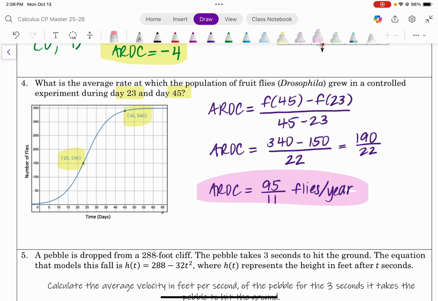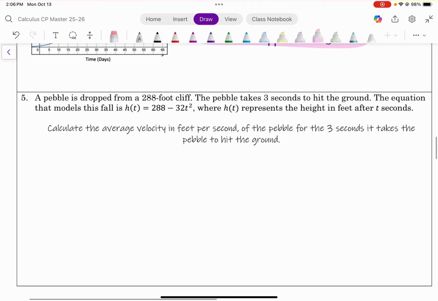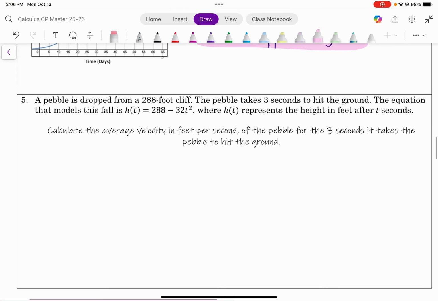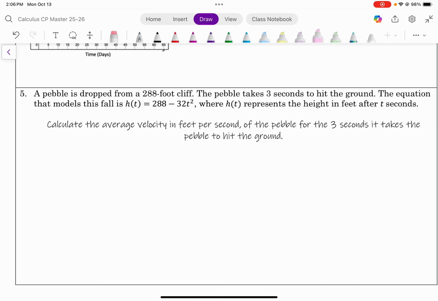Okay. As you continue on, you can try one more word problem. Let's look at it together just so you can feel confident. So this one says that a pebble is dropped from a 288-foot cliff. The pebble takes 3 seconds to hit the ground. The equation that models it is given, where h is the height and t is the seconds. They want the average velocity, which is how it's traveling speed-wise, in feet per second of the pebble for the first 3 seconds it takes for the pebble to hit the ground.